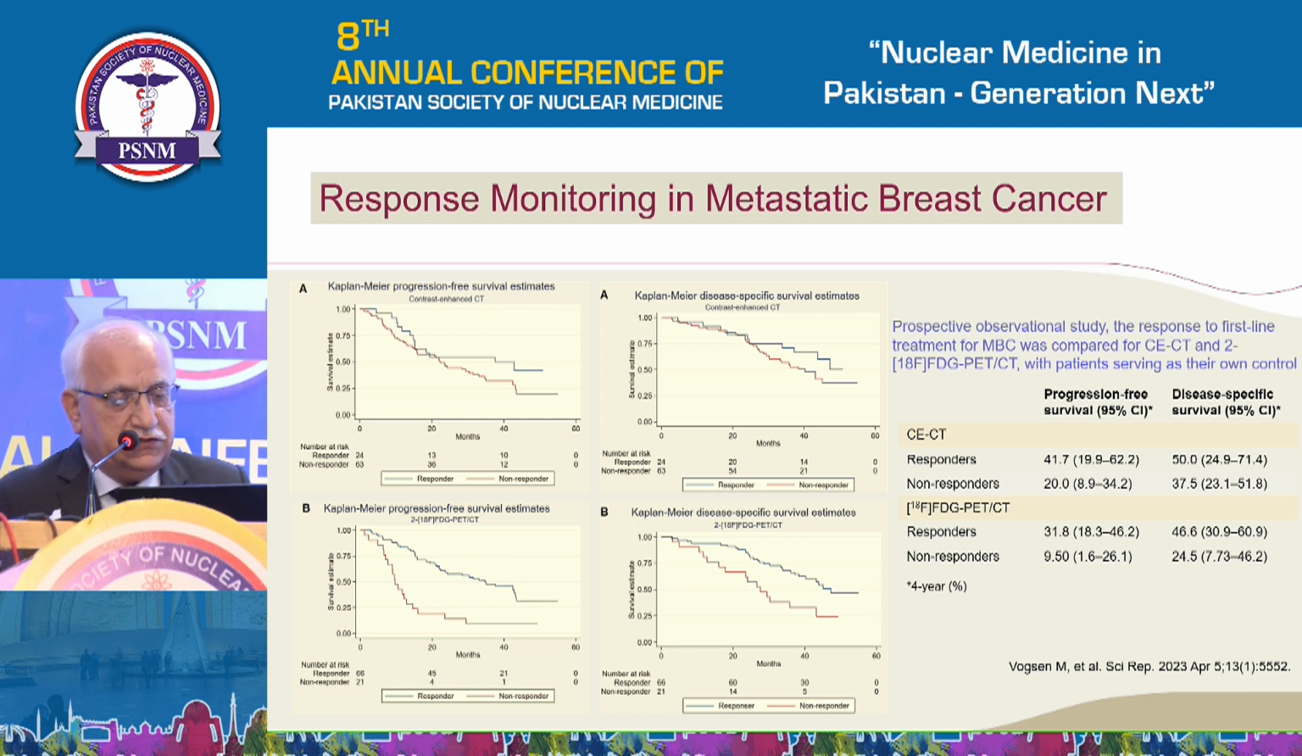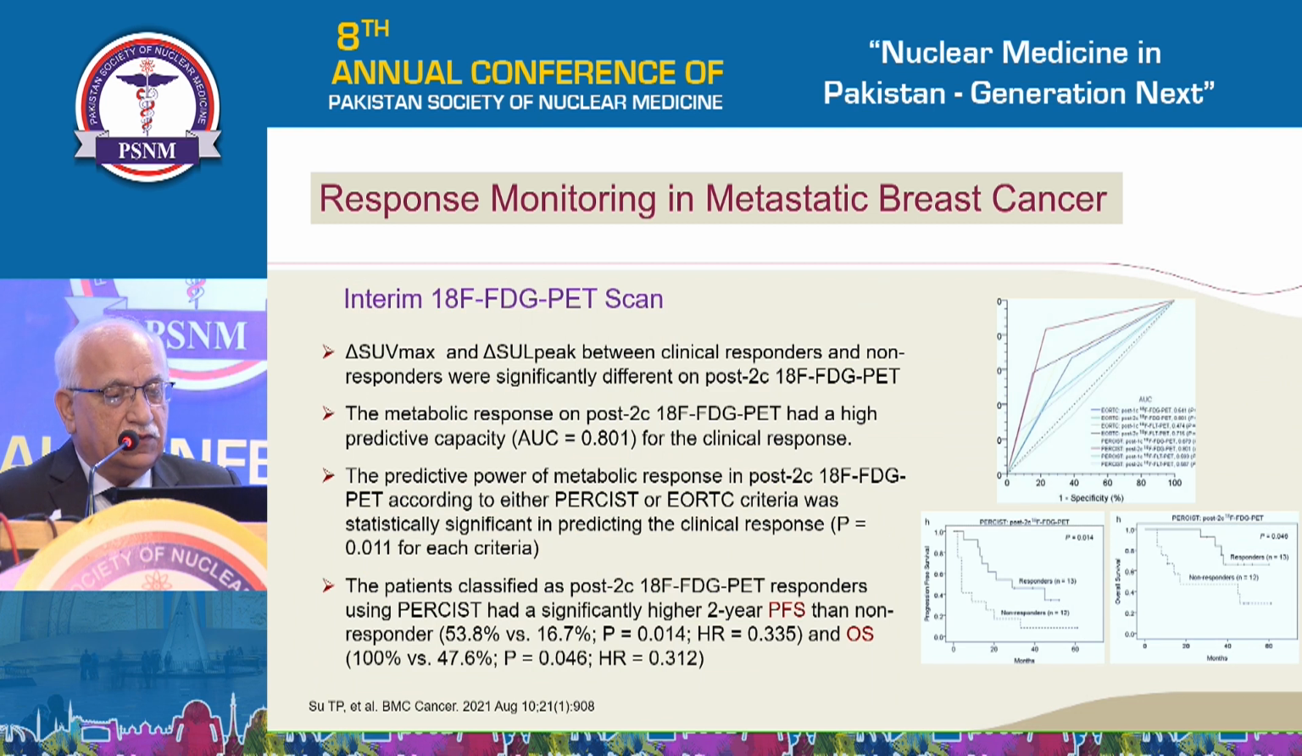The same group published another dataset, based on progression-free survival and disease-specific survival. Again, on a 4-year basis, the responders and non-responders were statistically different. In terms of interim PET scan, the patients classified as responders on post 2-cycle FDG PET using PERCIST had significantly higher 2-year progression-free survival as well as overall survival.